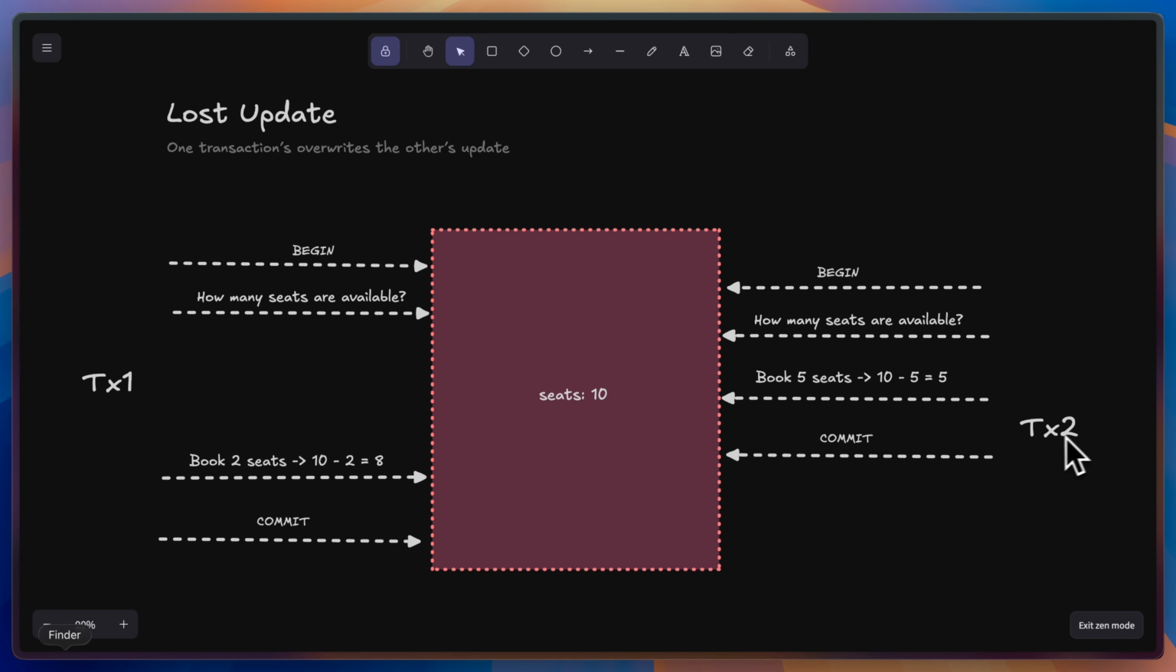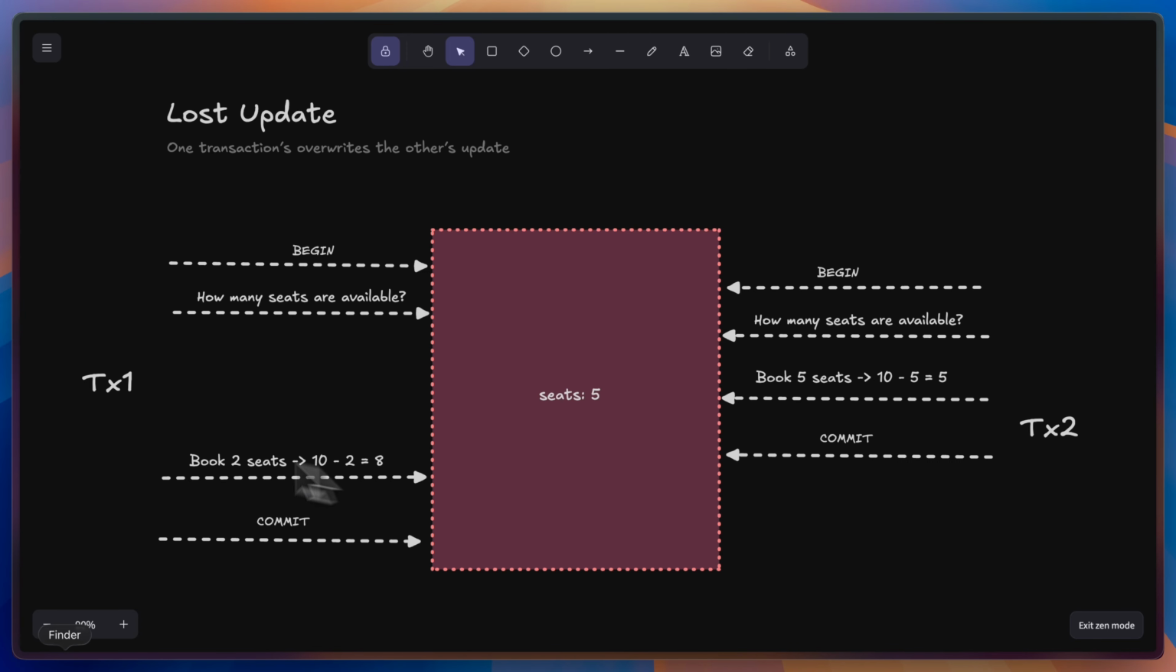Now assume that transaction 2 is being initiated by a person who is also trying to book seats for his friends as well. In total they are trying to book 5 seats because they are 5 friends. So 10 minus 5 will become 5. Okay, and transaction 2 is also committing the changes. So the seats would become 5.